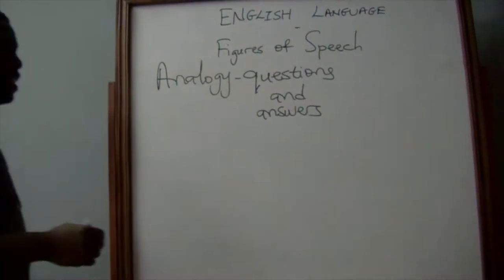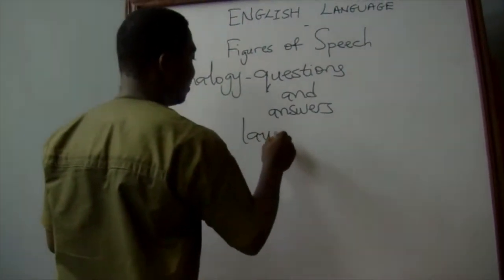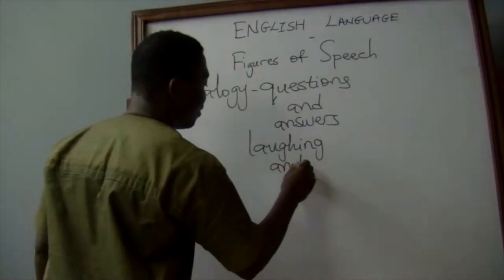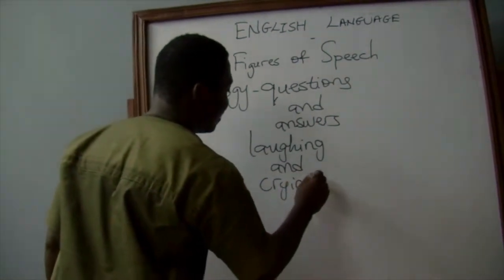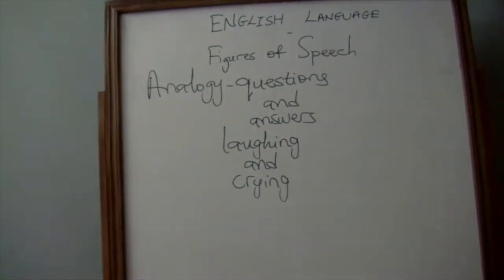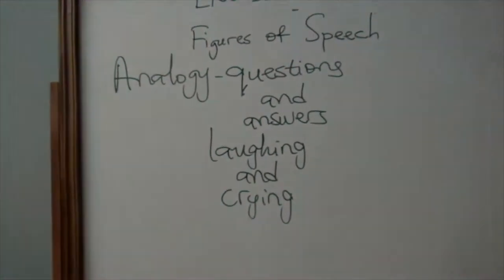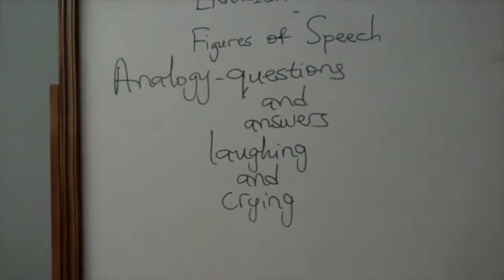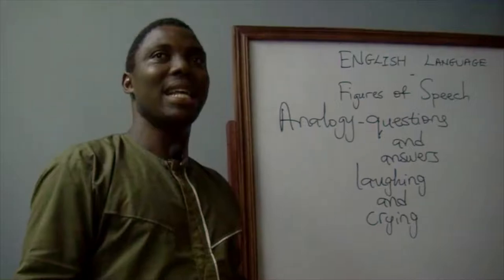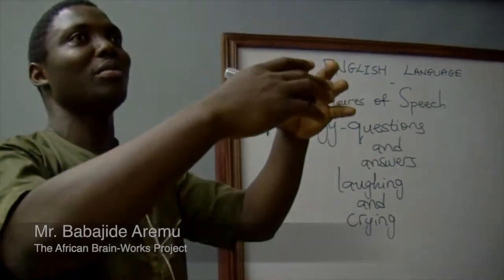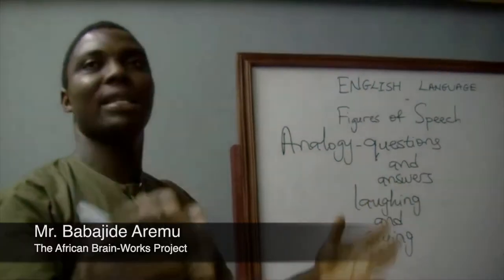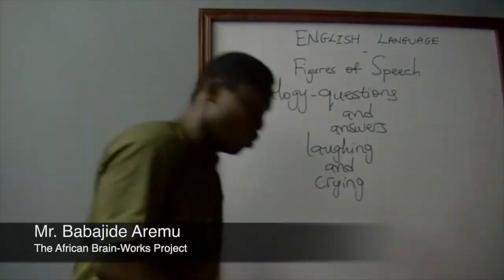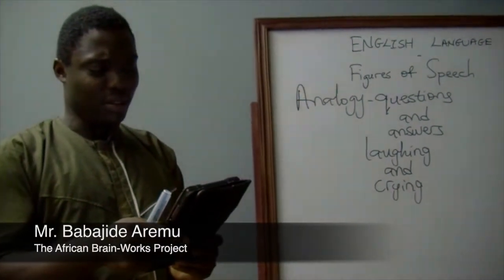I can say laughing and crying. Or if I say it is as simple as ABC. Analogy connotes something that gives you a mental picture. Analogy is from the word analysis. Something that gives you an explanation for something that is done. Now we'll quickly move on to another figure of speech, and that will be metaphor.